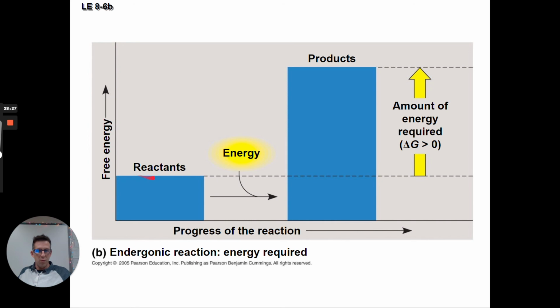The other one that we see here is the graph depicting what happens with an endergonic reaction, where we have reactants that tend to have less energy associated with them. The bar here is much smaller. And if we want to get a product that tends to have more energy associated with it, we have to add that energy. The example that was given in one of the previous slides was the production of glucose in plants by the process of photosynthesis. This energy comes from the sun.